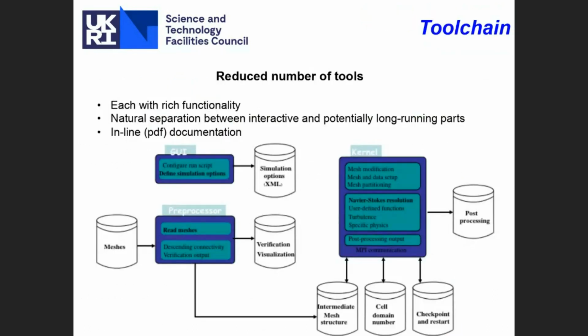So the tool chain that I have here is very similar to the one that Rohan showed this morning. You have to think that on the left-hand side, just under the GUI, all this part is serial, and the kernel, which is on the right-hand side, is massively parallel.